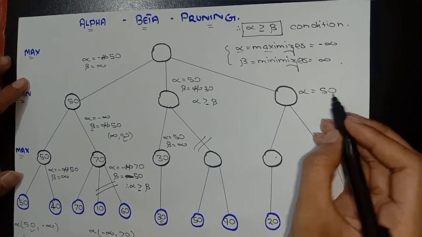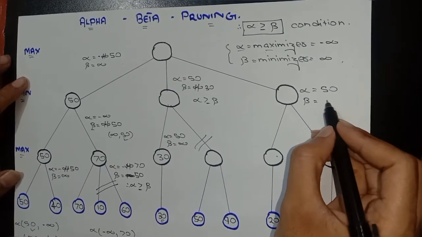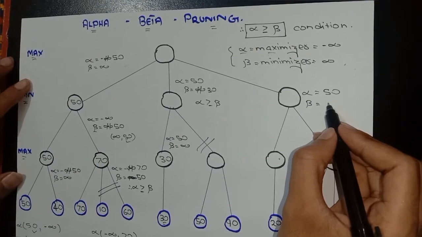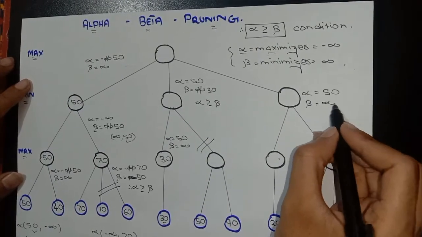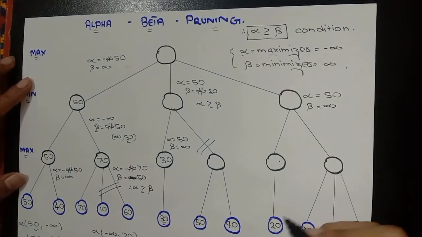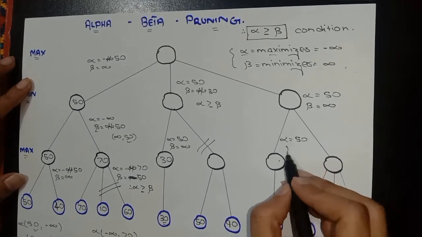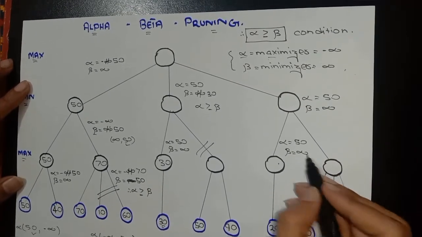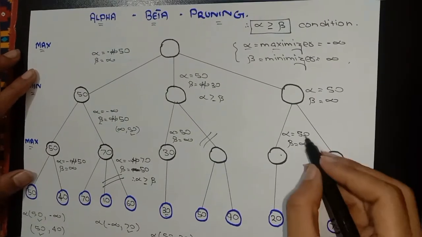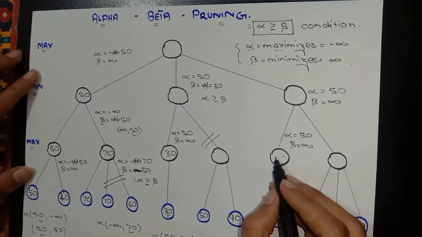Here I will also write the formula, so I will check my previous calculations. Yes, it is correct. Alpha is 50 and beta is infinity. Beta will not be considered as 30; beta is infinity. Alpha is 50 and beta is infinity. Now I will rewrite it again here. For the maximum level, alpha is 50 and beta is infinity.